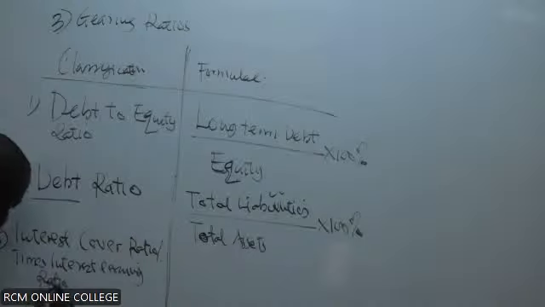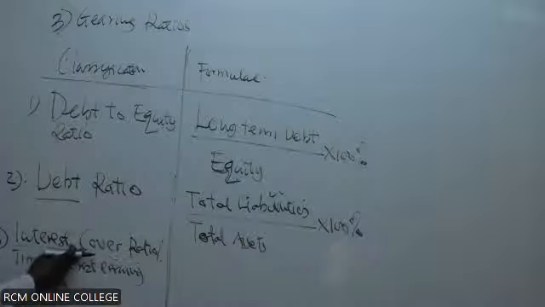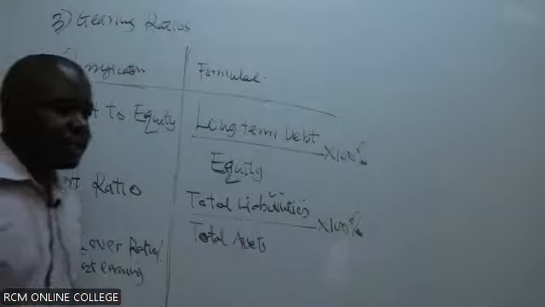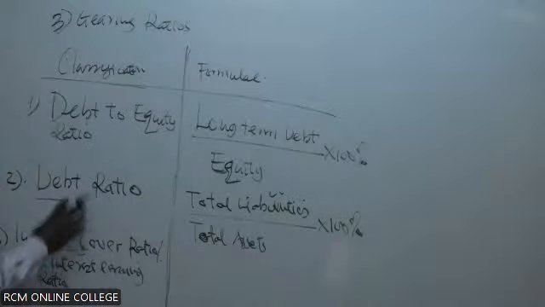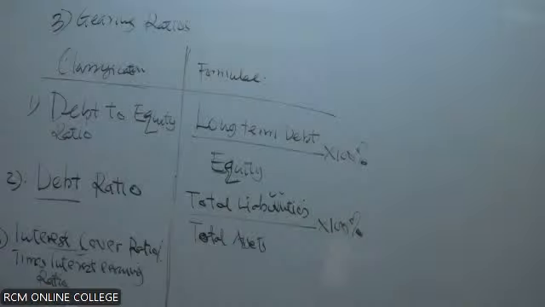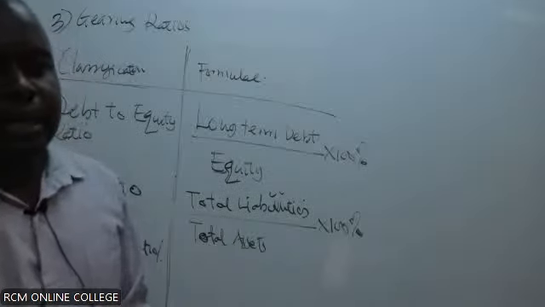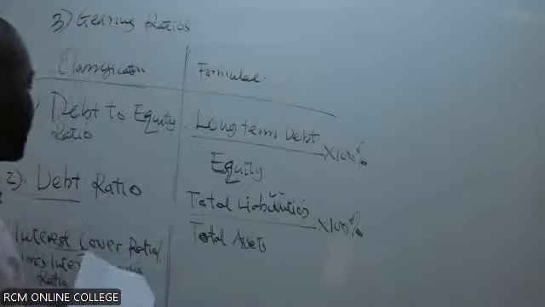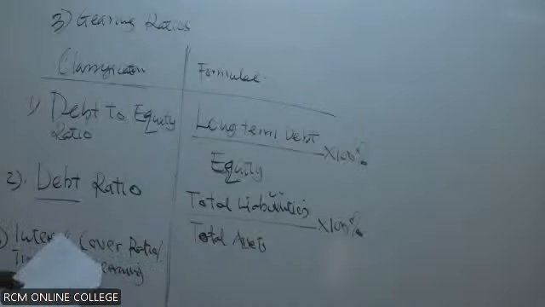So what is the formula for this one? Just from the word interest cover, will we be able to cover the interest or the finance cost in the company? Remember, when you borrow, you'll be charged interest. So with the interest cover ratio, we are trying to find out, as a company, we've been charged this interest, but will we be able to cover it?